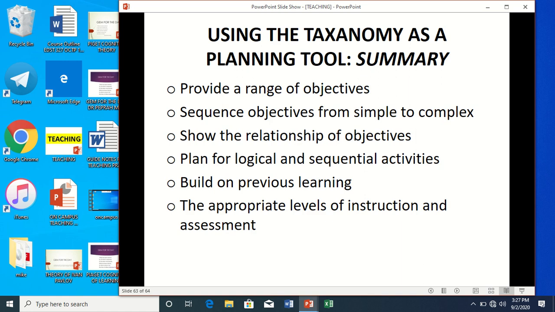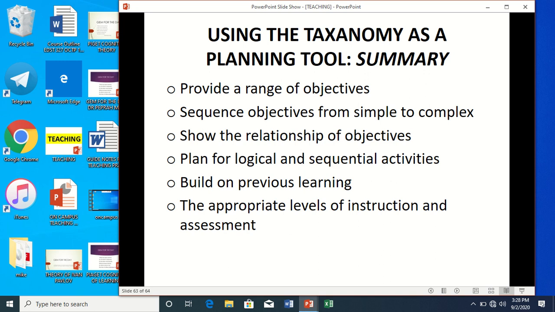So, using the taxonomy as a planning tool, we summarize that. Provide a range of objectives. Sequence your objectives from simple to complex. Show the relationships of your objectives. Then plan for logical and sequential activities. And build on previous learning, RPK. And then the appropriate levels of instruction and your assessment.